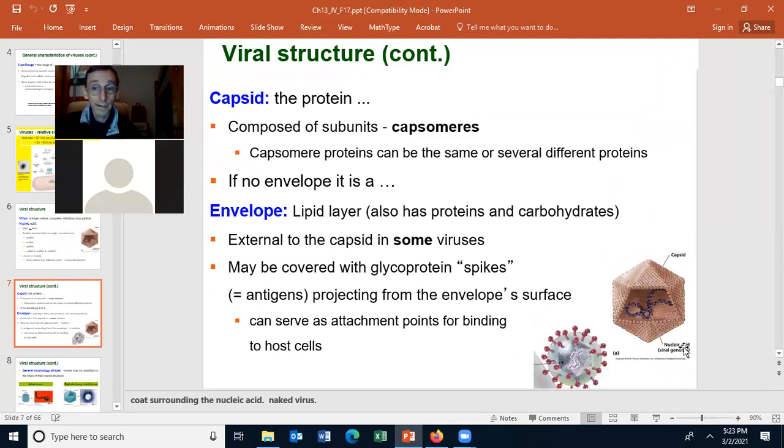Outside of the protein coat, some viruses, but not all viruses, have an envelope. An envelope is a lipid bilayer. It does have proteins and carbohydrates in it, but essentially it's mainly phospholipids. And we'll talk a little bit more about the envelope later in this course. But the point is, the envelope is outside of the protein coat of some viruses, but not all viruses have an envelope. External to the envelope in some viruses is the glycoprotein spikes.